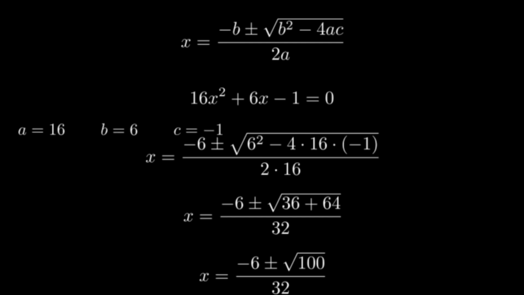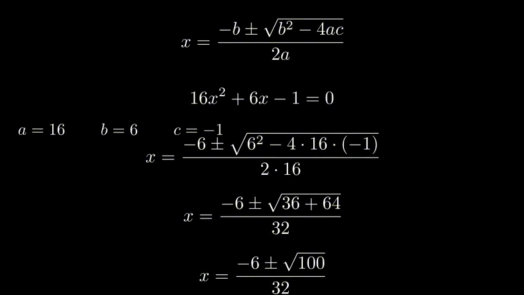The square root of 100 is 10, so our expression becomes negative 6 plus or minus 10 all over 32. Notice that the denominator 2a equals 2 times 16, which is 32. The plus or minus symbol gives us two possible solutions. Let's work them out separately. For the first solution, we use the plus sign, negative 6 plus 10 over 32. For the second solution, we use the minus sign, negative 6 minus 10 over 32.